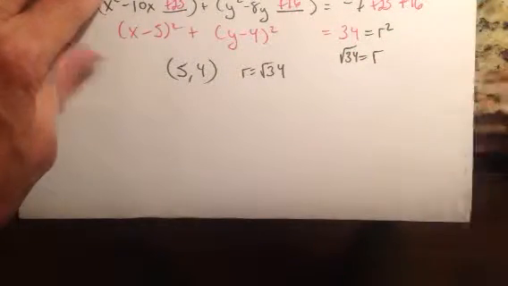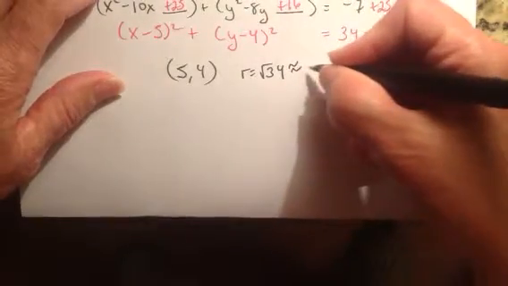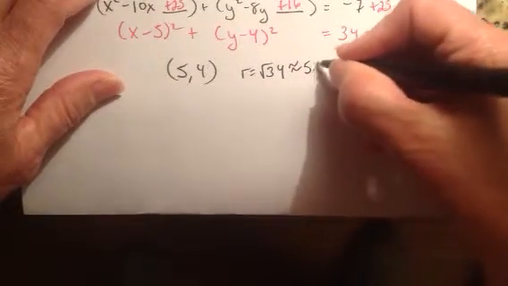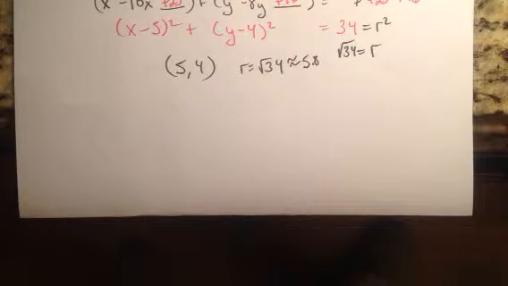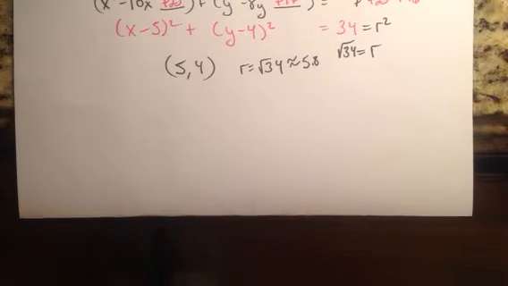And again, if I were to ask you to graph this, you would simply go left and right. That's about 5.8, and it's okay to estimate that, so you would go left, right, up, and down approximately 5.8 units. And that is everything you need to know about circles.